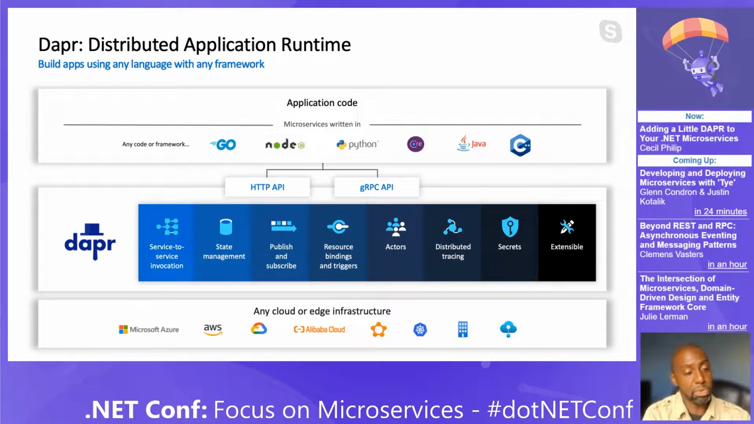So Dapr itself allows you to use things like service-to-service communication, state management, and pub/sub functionalities, and all your application at the top needs to do is speak HTTP or even gRPC. As you can see at the top, regardless of whether I'm writing Node or Python or .NET Core, I can communicate with that Dapr runtime to leverage some of these additional functionalities.